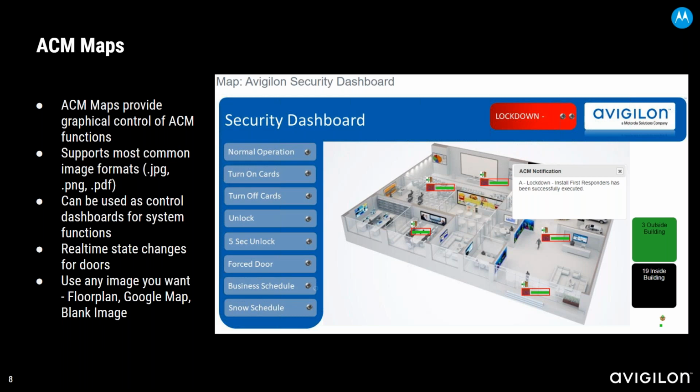Now, I know this is probably going to end up being a question, so I want to make sure I get it out on the table now. These are static images. They are not GIS maps or Google or Bing maps that you can bring in and place icons on. However, stay tuned. There are some changes coming to the mapping interface and the roadmap of the product that are going to make some of those types of improvements and allow us a little bit more dynamic control of the maps within ACM.